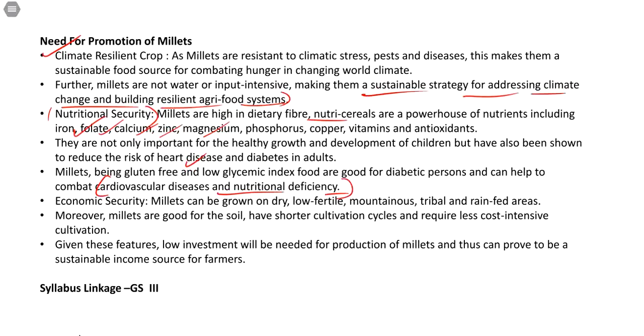The third important aspect is economic security. Millets can be grown on dry, low fertile, mountainous, tribal and rain-fed areas. Moreover, millets are good for the soil, have a shorter cultivation cycle and require less cost-intensive cultivation. Given all these features, low investment is needed for the production of millets, and thus they can prove to be a sustainable income source for farmers. This comes under GS3 as well as GS1 in the geographical aspect, that is, major cropping patterns in India. Questions like that can be expected.